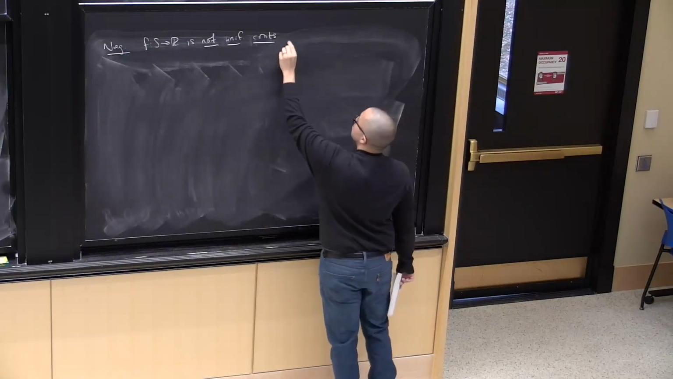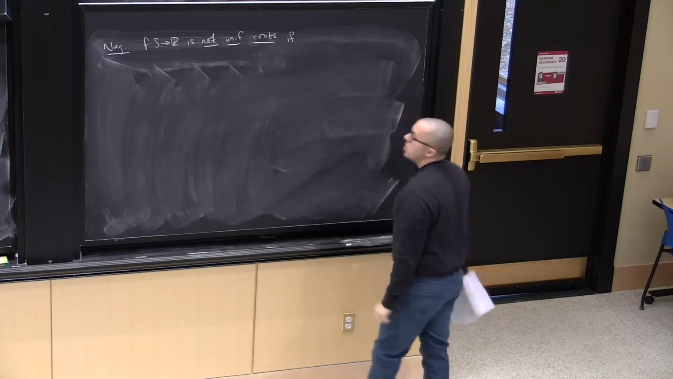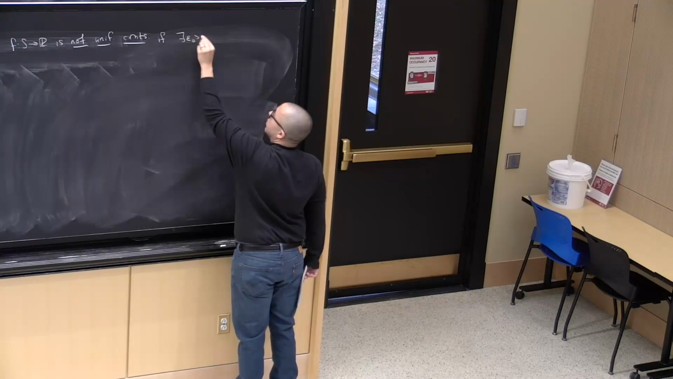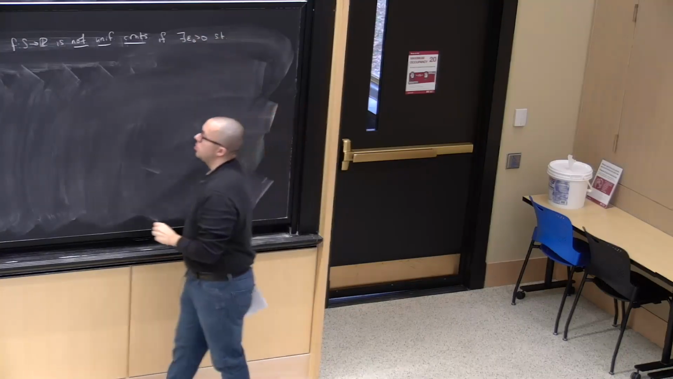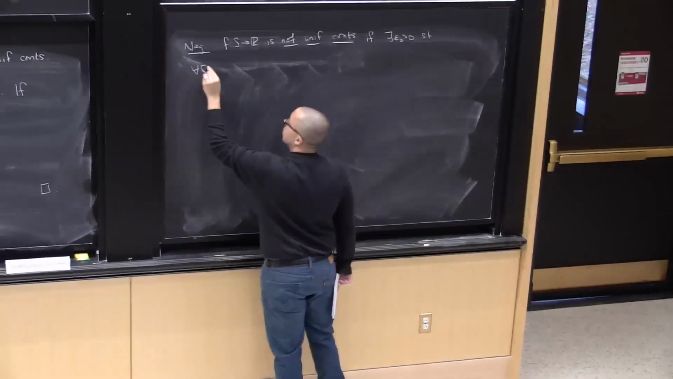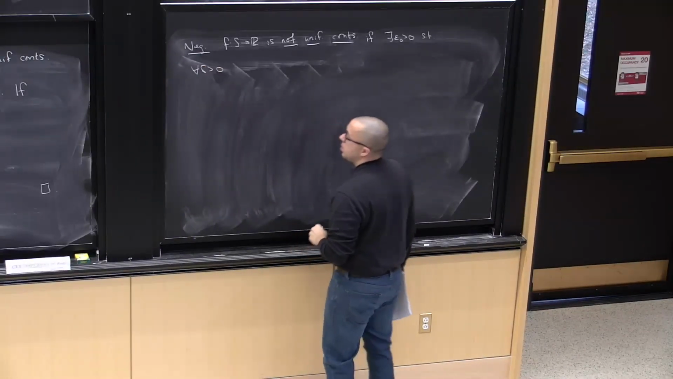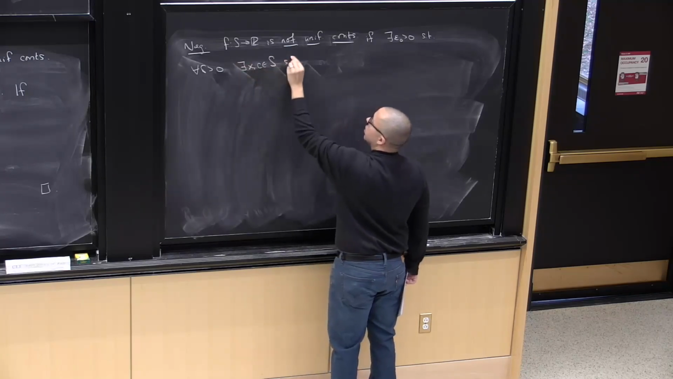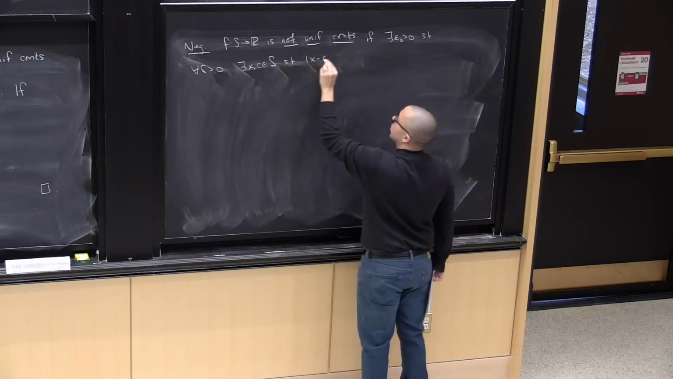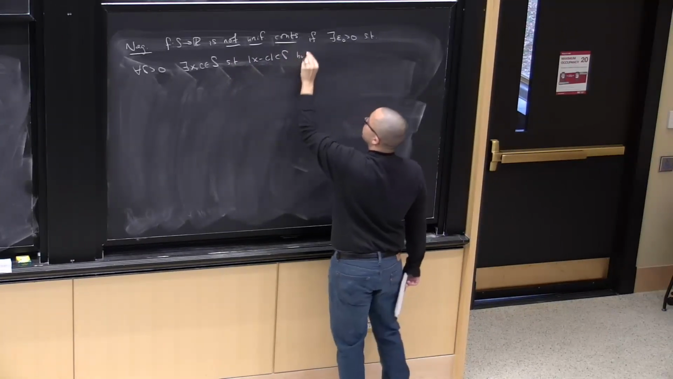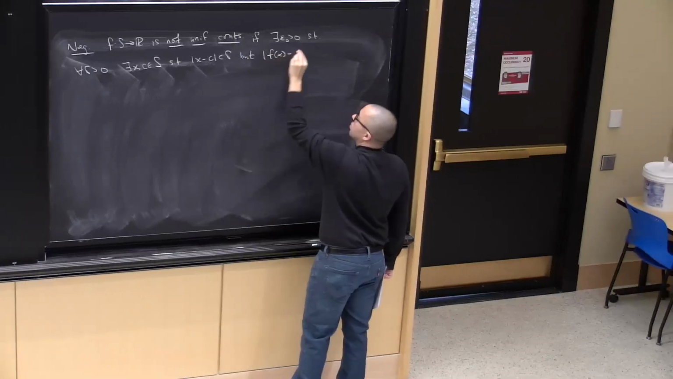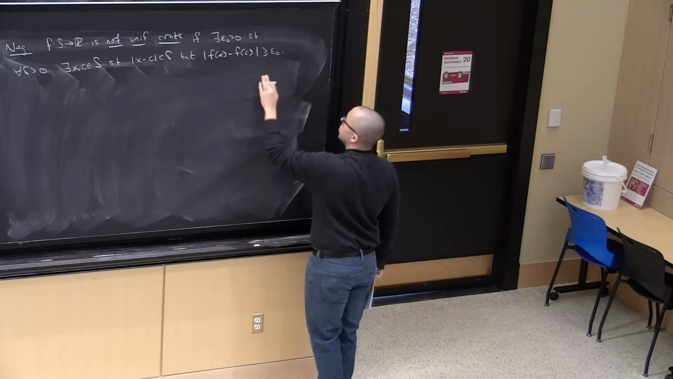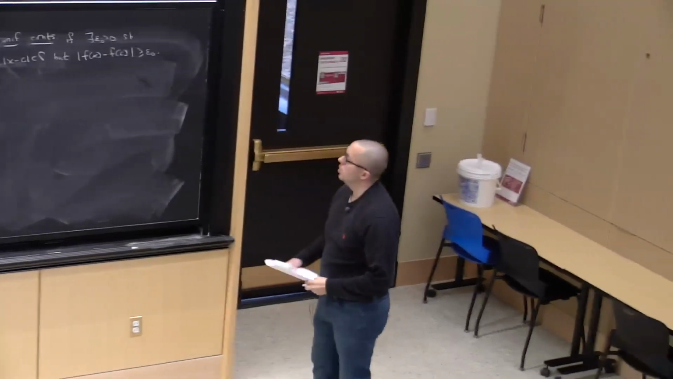Is not uniformly continuous if, and now you negate the rest of the definition, there exists some bad epsilon such that no matter what delta you choose, there exists some bad x and c in S such that they're close to each other, but the values are not, the difference is bigger than or equal to epsilon. Okay?